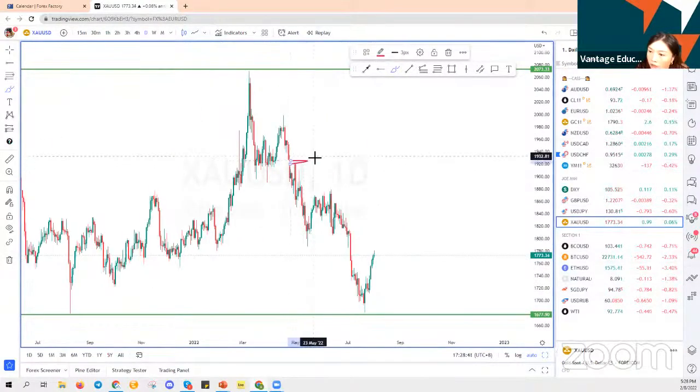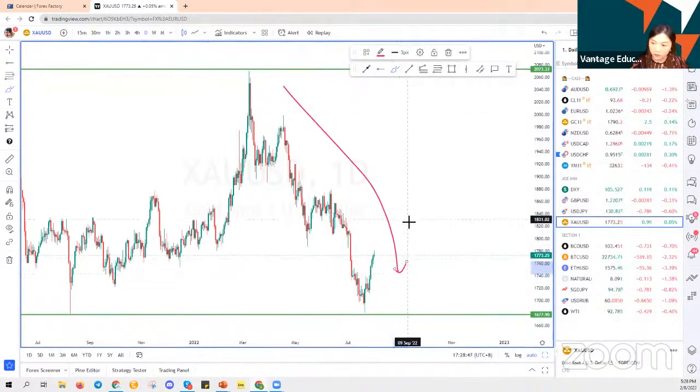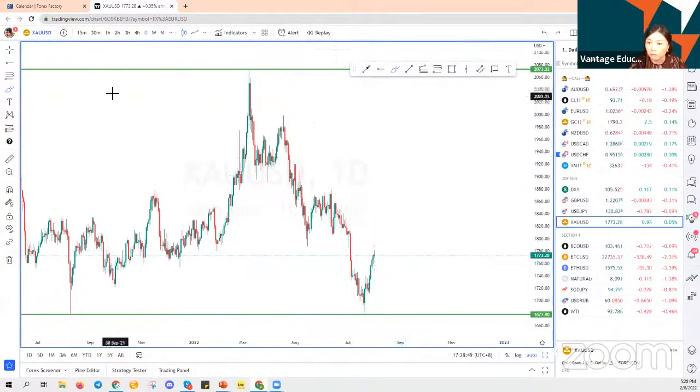Daily chart, nothing much to analyze, just that it's going in a downward trend here. Take note of the bearish momentum. So if I were to take any positions, I will take note that it's going down on a descending trend.